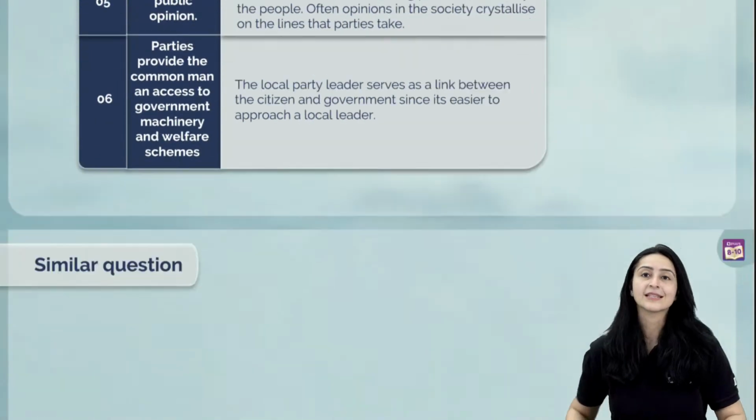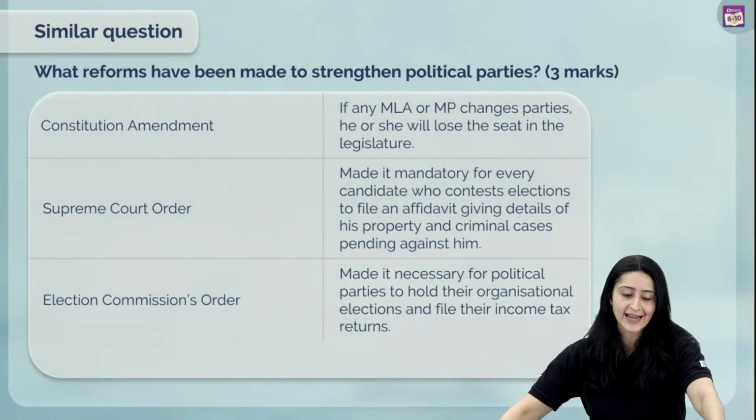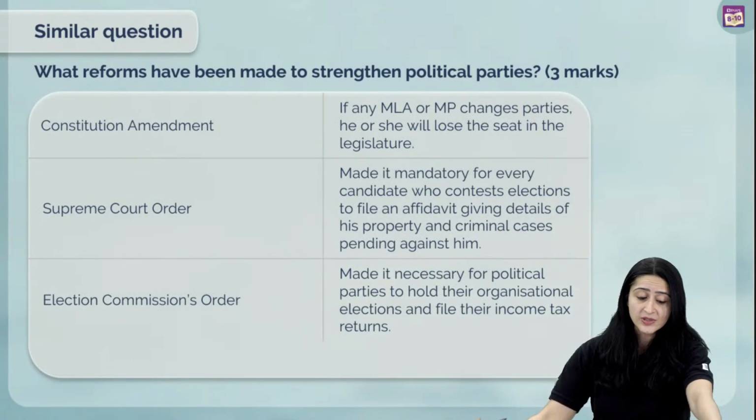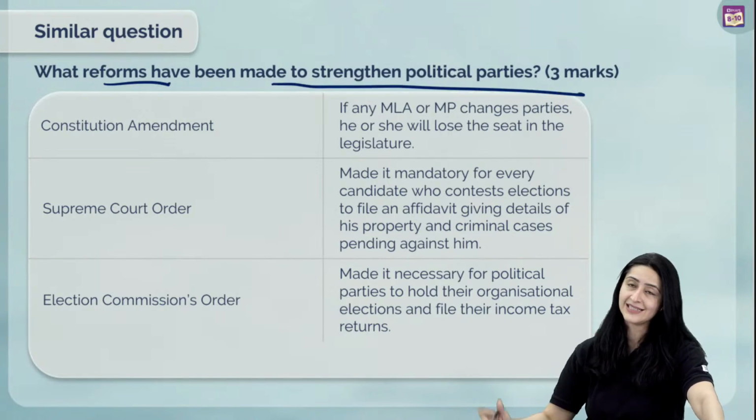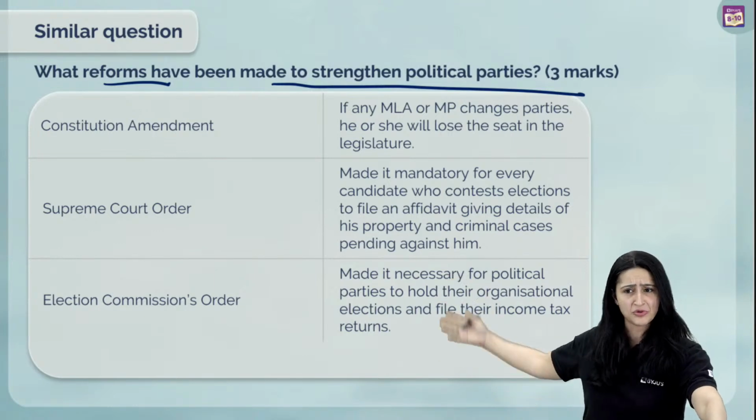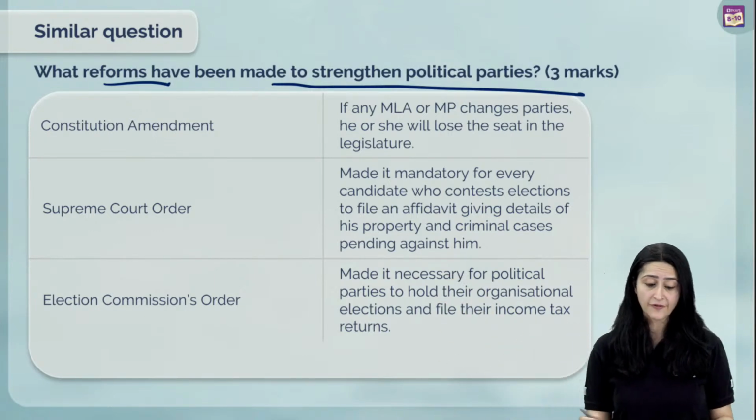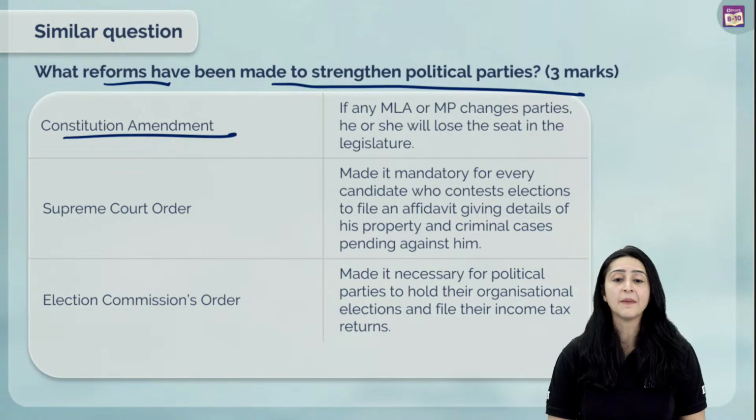Okay. A similar question that you could get in terms of political parties: you could get a question to say, what reforms have been made to strengthen political parties? Again, we see this is a 3-mark question. I've given you 3 points over here. In terms of reform, we have the constitution amendment.